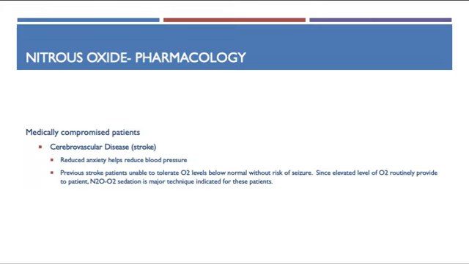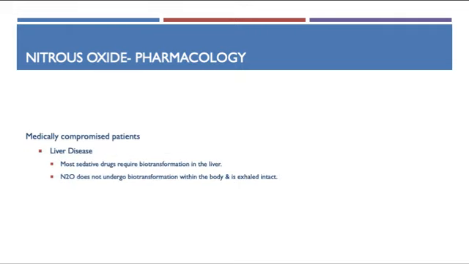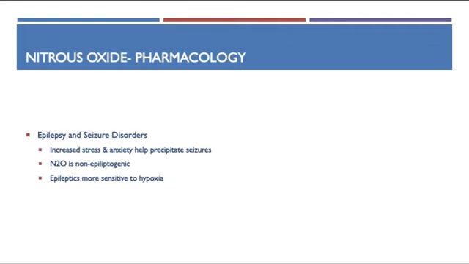For stroke patients, reducing stress can help reduce blood pressure. Now, stroke patients don't tolerate lower than normal oxygen levels to begin with. And because the administration of oxygen is part of nitrous oxide sedation, these elevated levels of oxygen are actually a major advantage for some of these patients. For those with liver disease, most sedative drugs require biotransformation in the liver, and nitrous oxide doesn't undergo biotransformation within the body and it's exhaled intact. So patients with liver disease can benefit from the use of nitrous oxide without any concern.